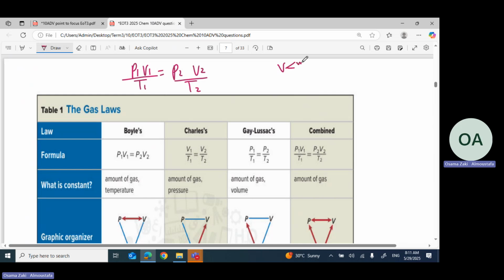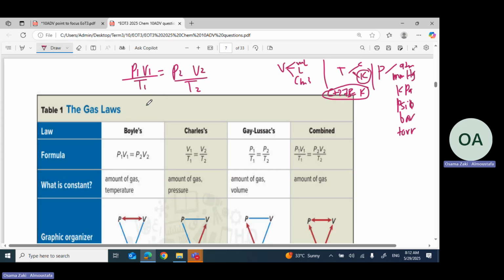Volume: milliliter, liter, maybe centimeter cubed. Temperature, maybe Celsius, maybe Kelvin. Pressure, maybe ATM, maybe millimeter mercury, maybe kPa, maybe PSI, maybe bar, okay, torr, okay. But just be careful because the temperature should be in Kelvin. You cannot use the Celsius, okay? So Celsius plus 273, you can get the temperature in Kelvin.